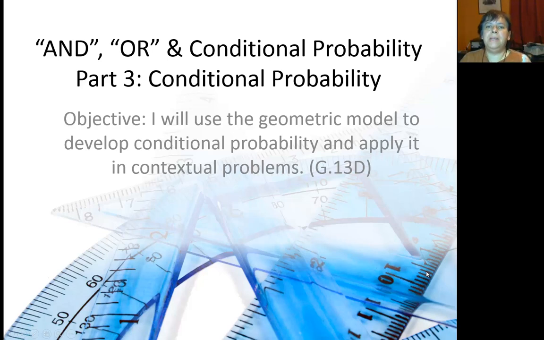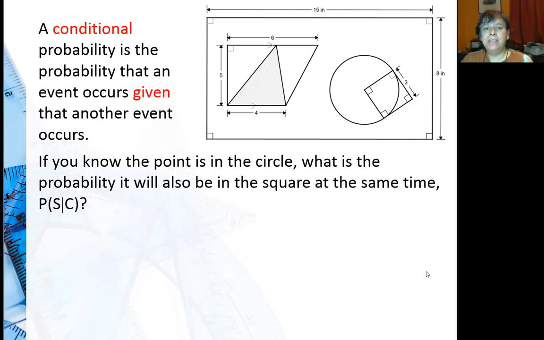Now we're going to look at a type of probability called conditional probability. So what is that? It's the probability that an event occurs given that another event occurs. So you know something's going to happen. How does that change the probability for the other thing to happen?